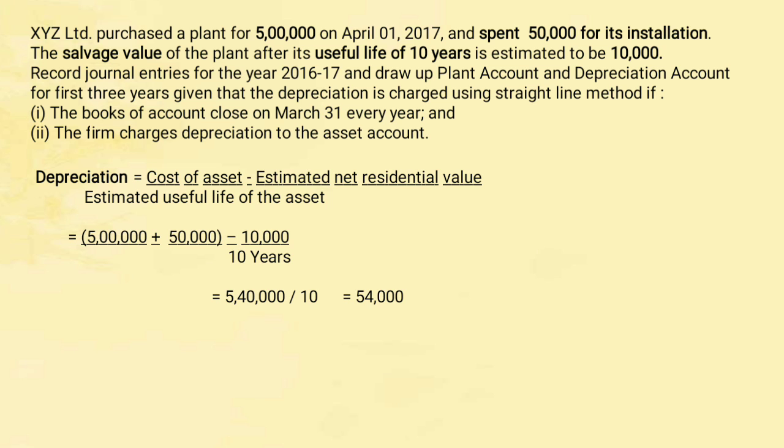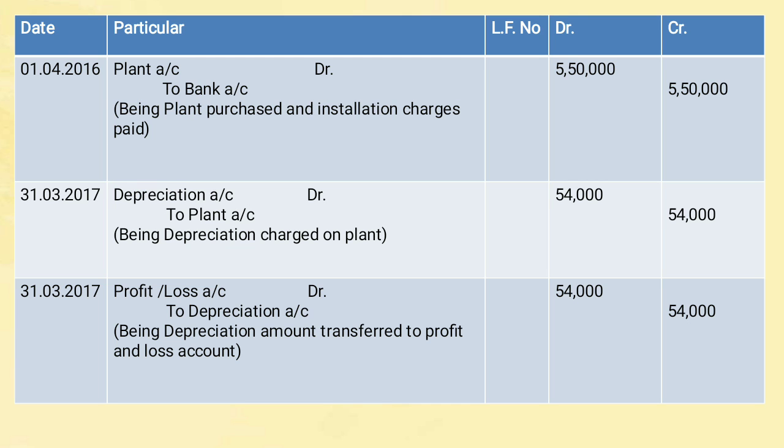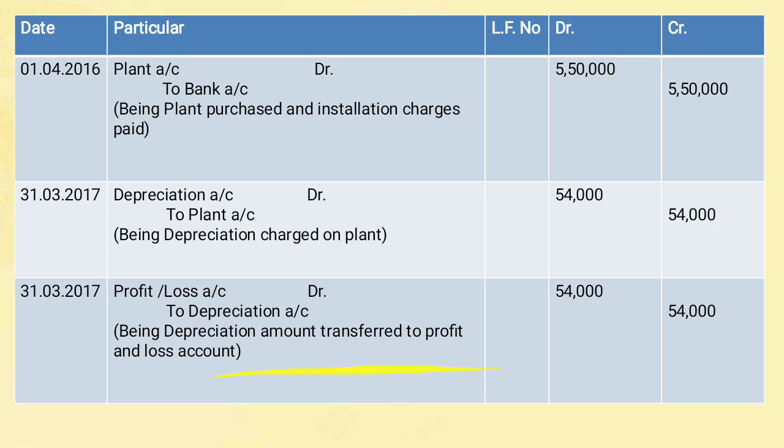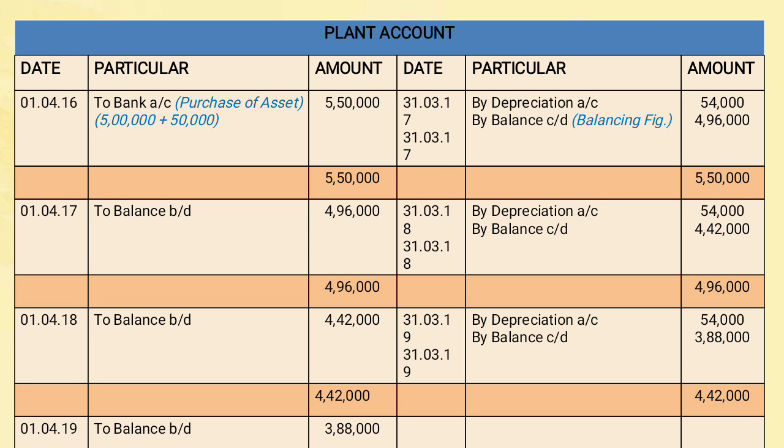So the annual depreciation on that plant will be 54,000 for the first year, for the second year, for the third year, under the fixed installment method or the straight line method. In this question they have clearly mentioned we have to use the straight line method. So let's start. First we have to prepare our plant account, then after that we will pass journal entries. So let's start with our plant.